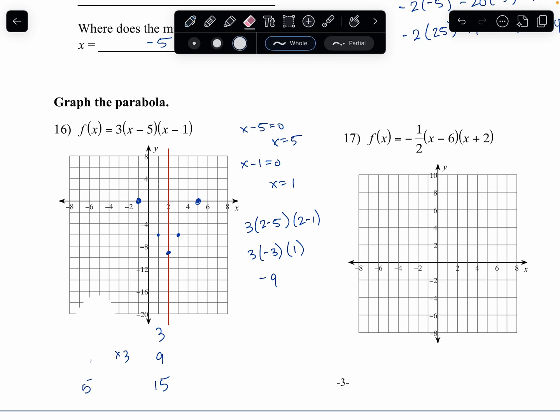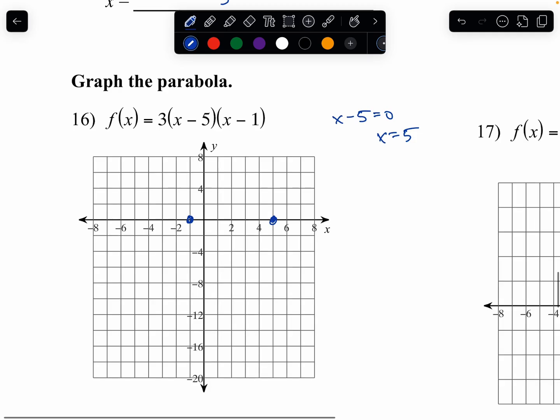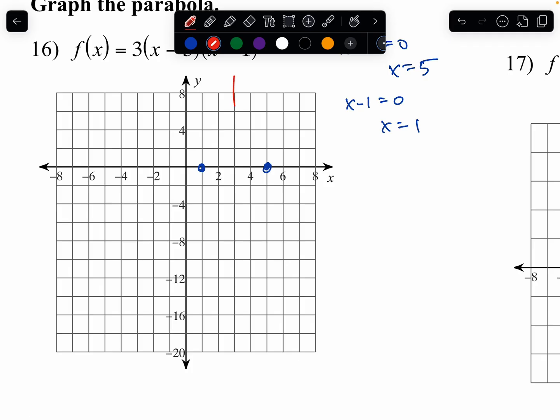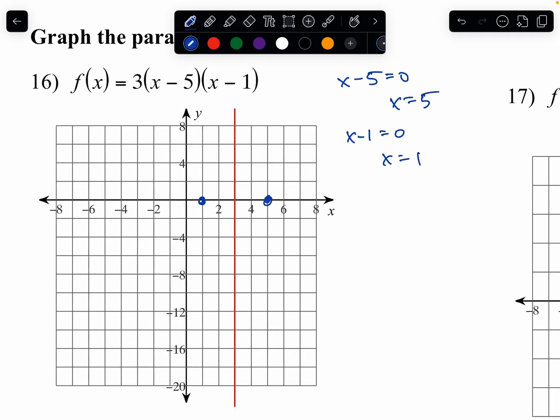Well, found my problem. I wonder if you guys are watching and were wondering what I was doing wrong, because I just found out. I have that in the wrong spot. This should be 1. We said x minus 1 is equal to 0. We said x was equal to 1, not negative 1. Okay, that was not looking right before. So that's going to change this part right here, where the axis of symmetry is actually going to be at 3, not at 1.